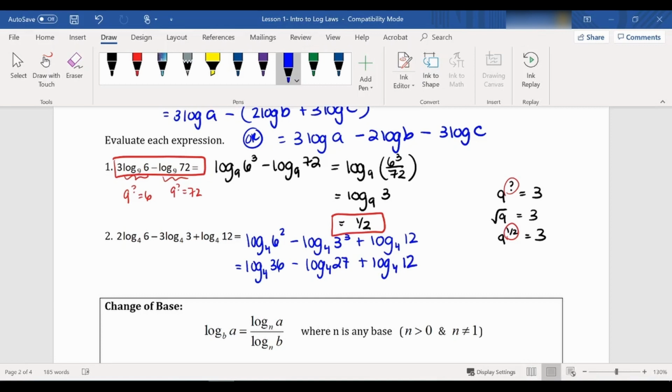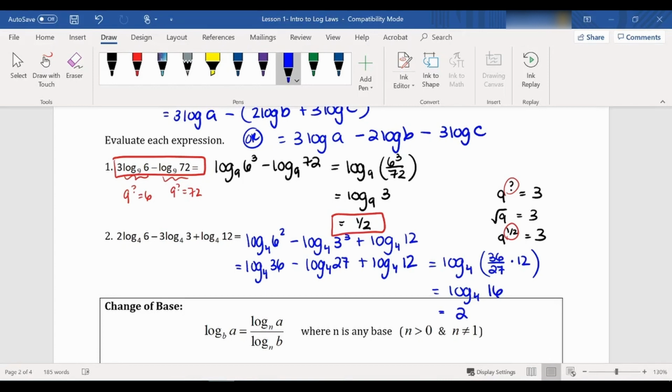Now our log laws, we've got 2 log laws here. We've got that 36 must be divided by 27 and multiplied with the 12. So when I rewrite this, I've got log base 4 of 36 over 27 times 12. Now, if you had not simplified, you'd have 6 squared over 3 cubed times 12. So on my calculator, I'm going to punch that in, and I get 16. And I know that 4 squared is 16, so this equals 2.